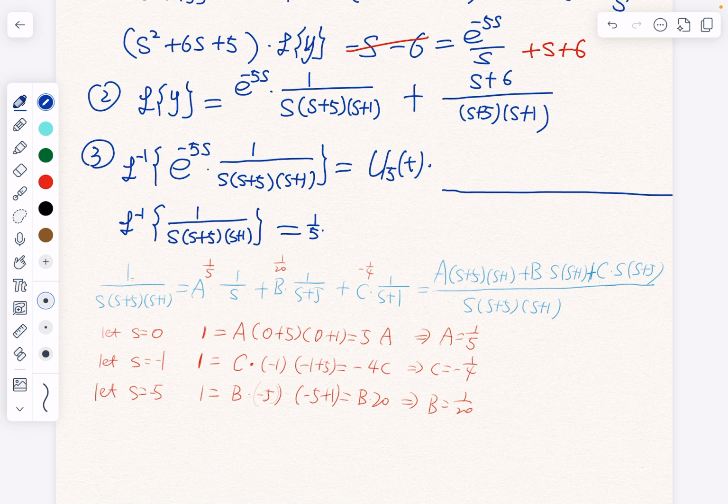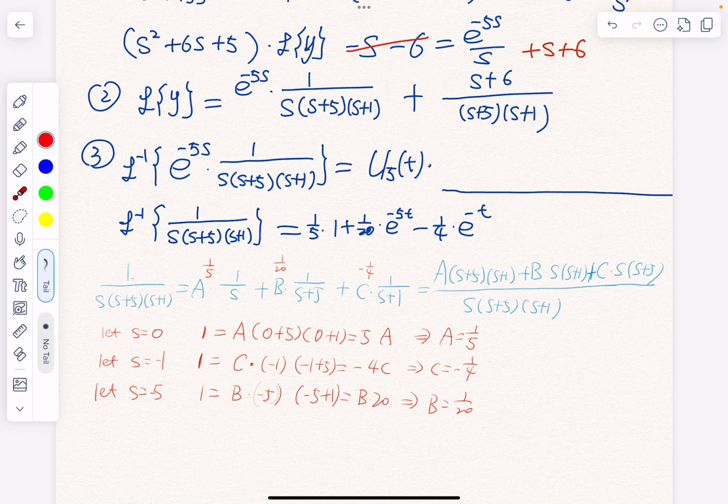Laplace transform of 1 over s is 1. Laplace transform of 1 over s plus 5 is e to the -5t, and the last piece is negative a quarter, and then it's e to the -t. I got this because I'm keeping my coefficient, and then I take inverse Laplace transform for each piece that's left by finding them in the Laplace transform table. So now I know the inverse Laplace transform of this term.